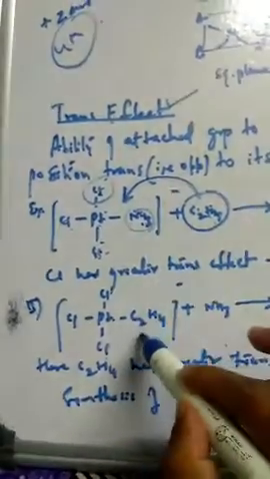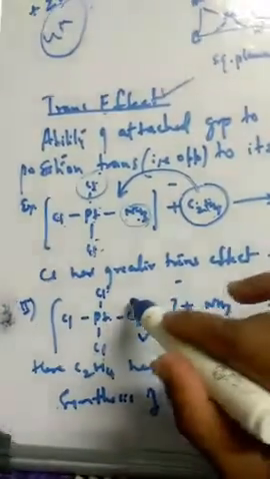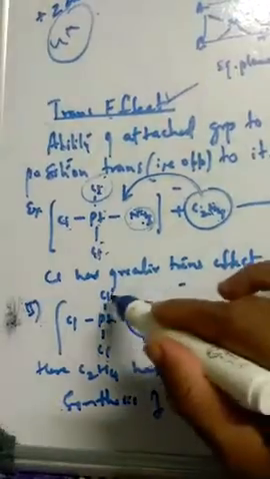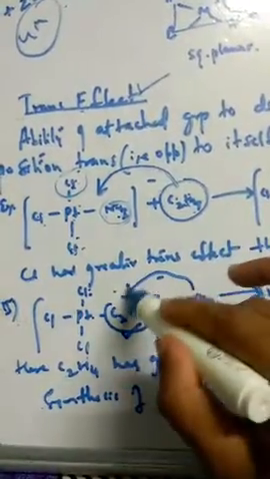In the second case, I am taking the same complex, with Cl, Cl, Cl. Instead of NH3, I am taking another ligand here, C2H4. Now what happens here? C2H4 has a greater trans effect than Cl. That's what I have taken here. Now the incoming ligand I am taking is an NH3 group.